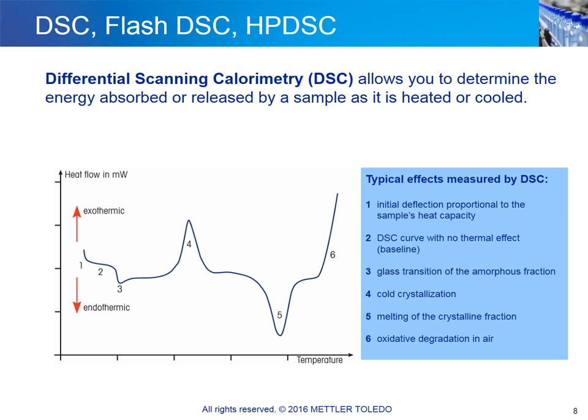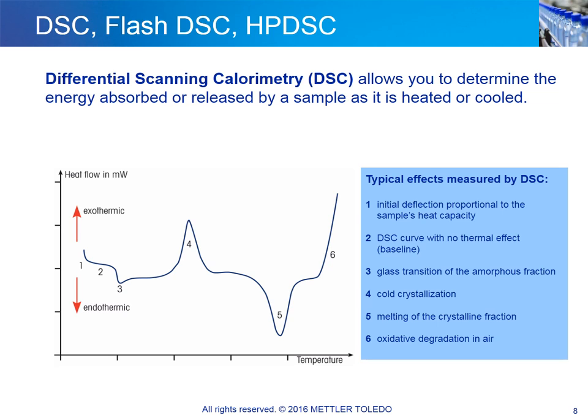They are: 1. The initial deflection or startup transient of the DSC due to sample and crucible heat capacity. 2. The baseline where no thermal effects occur. 3. A glass transition with enthalpy relaxation. 4. Cold crystallization. 5. Melting of the crystalline fraction. And finally, 6. Oxidative exothermic decomposition.